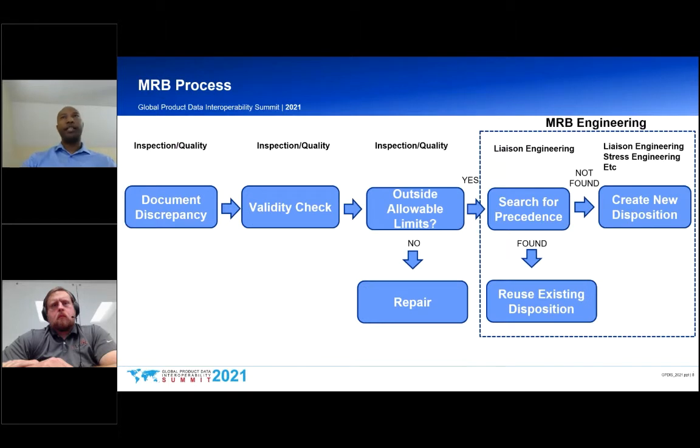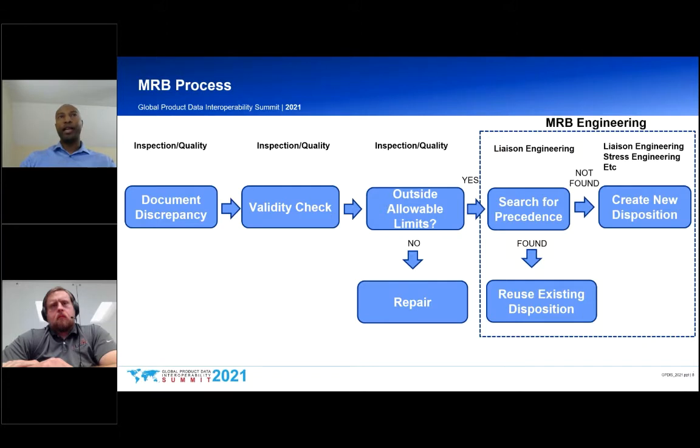So the MRB process that we are discussing in this presentation is the process of documenting a difference from the as designed state for a part. So typically you're going to call these discrepancies. So you document a discrepancy, and there needs to be some sort of way of resolving it. So if it's not outside of the allowable limits, then generally there is a standard repair that you can apply.